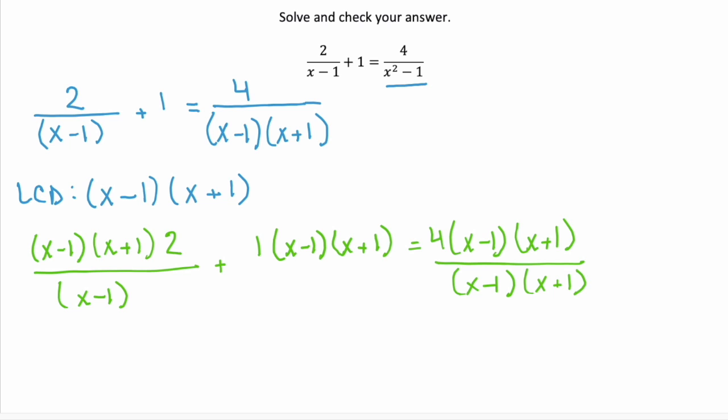Now we want to go through and simplify each of these. The first term has x minus 1 in common, so those simplify out as just 1, and that leaves behind 2 times x plus 1. And that second term, that just stays. And notice that it's x minus 1 times x plus 1, so we can rewrite that as our difference of squares, x squared minus 1. And the very last term, the x minus 1s and the x plus 1 simplify out and leave us with just 4.